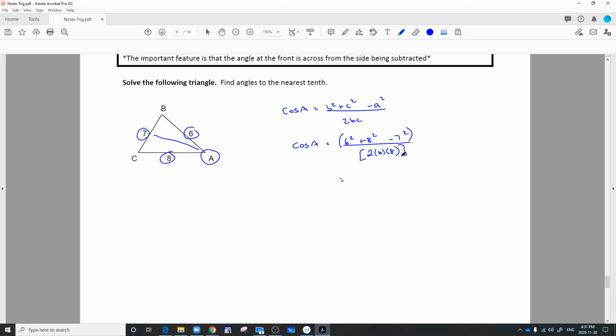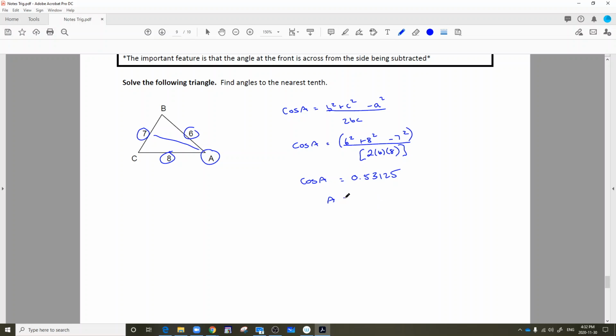So my options are, I can divide by bracket 2 times 6 times 8 unbracket, or I could do 6 squared plus 8 squared minus 7 squared equals, divided by 2, divided by 6, divided by 8. Up to you. It's whether you want to use brackets and write it as it's shown, or whether you know that each of these is getting divided. Regardless, you should end up with 0.53125. And again, that equals cos A.